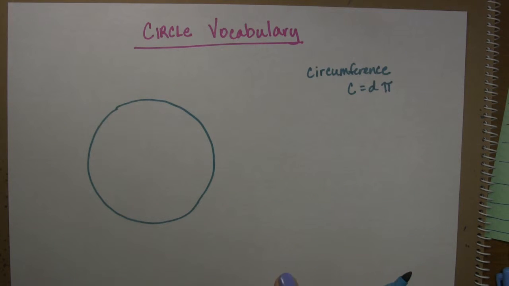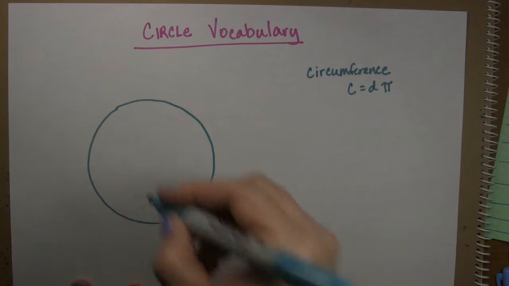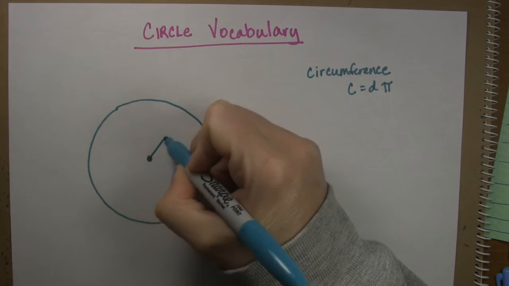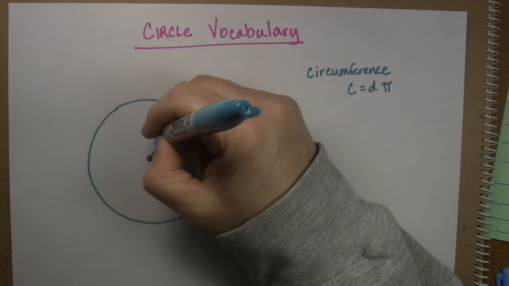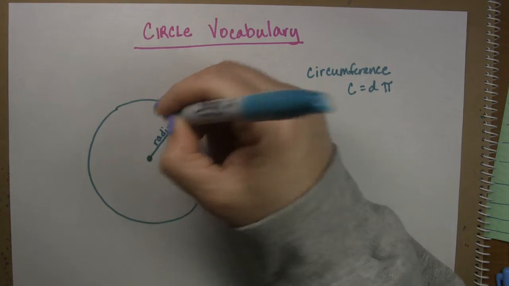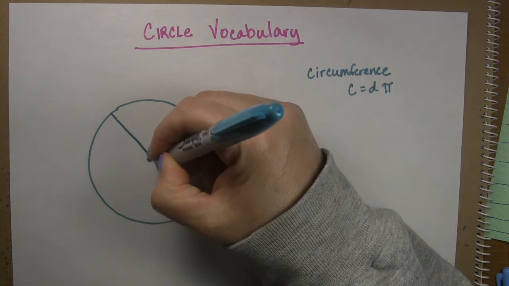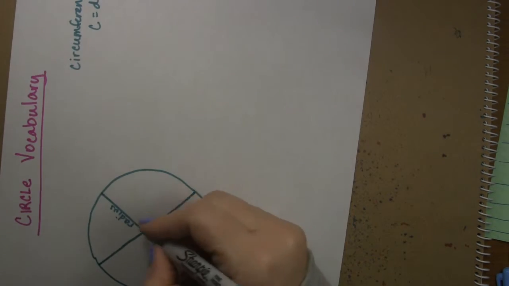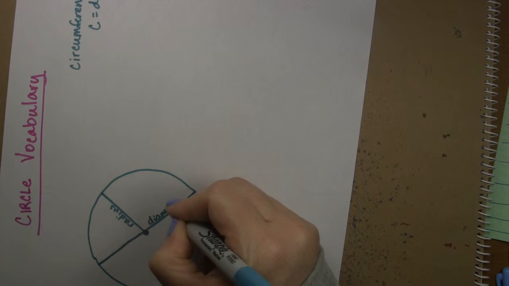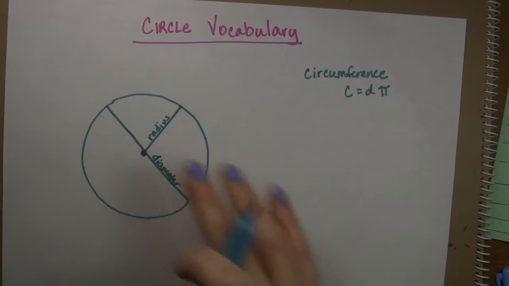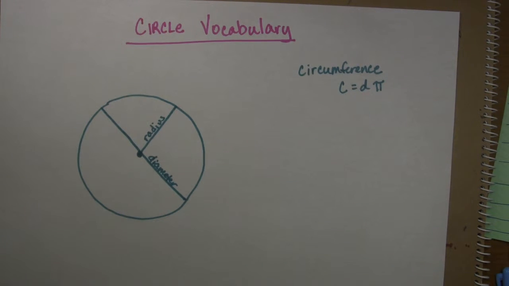Now, there are a few other things that you need to know. For instance, this is the center of a circle, and you know that a line like this would be the radius that goes from the center to the edge of the circle. And you know that a line like this is the diameter that goes from one side of the circle to the other through the center. Okay?